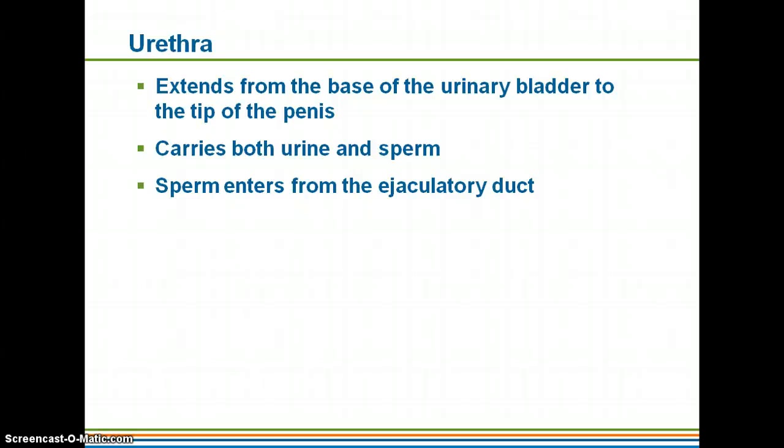The urethra is going to extend from the base of the urinary bladder to the tip of the penis. Now this is different in males and females because in males it will function in both the urinary system and in the reproductive system. So the urethra does carry both urine and sperm, but there are mechanisms that keep urine and sperm from traveling through the urethra at the same time. The sperm, like I said before, will enter from the ejaculatory duct.